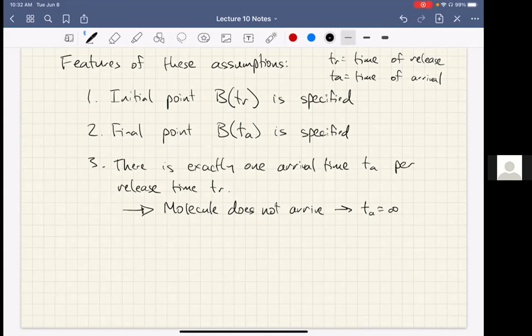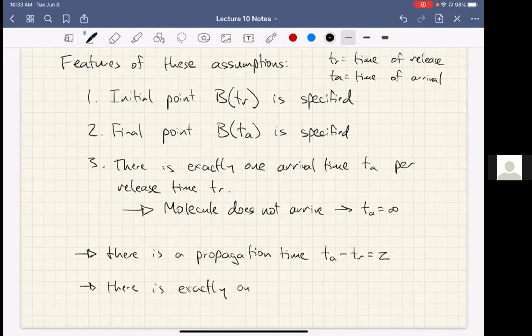So what does this imply? One thing this implies is that there is a propagation time TA minus TR, and I'm going to let that be equal to Z. I've already used N. I kind of wanted to use N there, but for reasons that will become obvious in a moment, we're going to call that Z. So there's a propagation time TA minus TR equals Z. And moreover, there is exactly one propagation time per molecule. So you release a molecule, it propagates with propagation time Z, then it arrives. And moreover, this propagation time is the first arrival time.